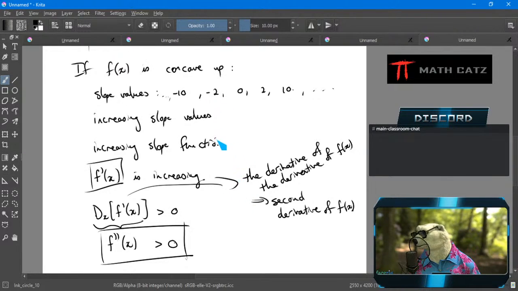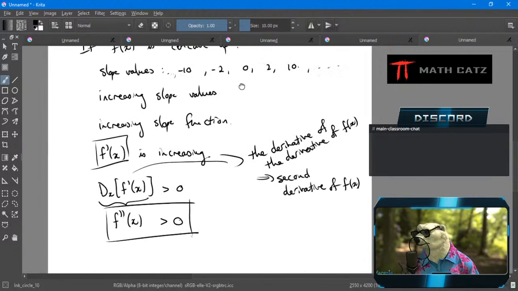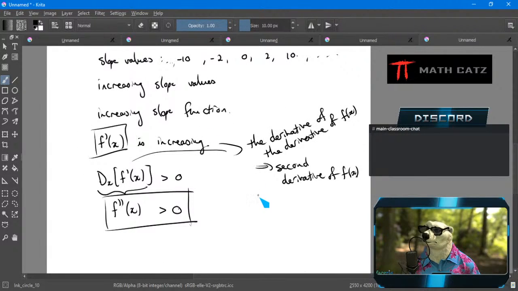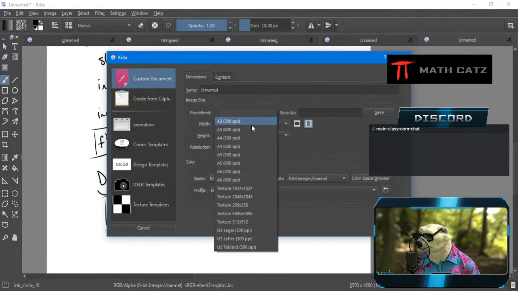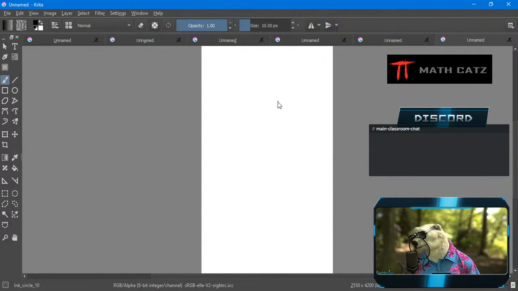Now I can do a very similar thing for concave down. If I'm concave down, my slope values will be decreasing, and my second derivative has to be negative. All right, let's get some examples going. Again, we're going to continue with more examples tomorrow, and that'll be the end of our discussion focusing on one step at a time.